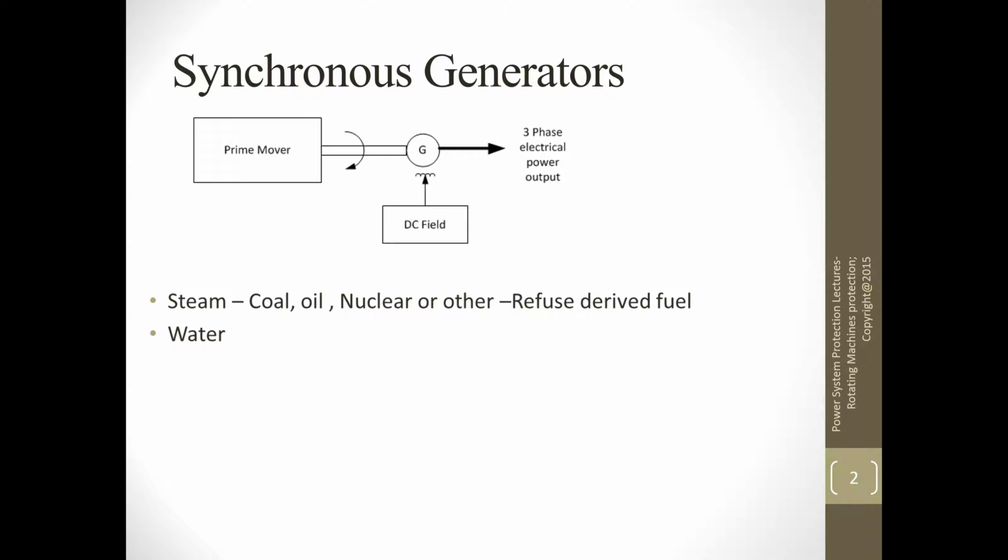If steam is used for the prime mover, then these are steam generators, and they can be as large as 1200 megawatts, 1200 MVA, and the steam is generated by coal or oil or nuclear as the fuel. We also have refuse derived fuel for a little lower MVA rated generators. Water is also used to get the rotational energy. These are hydro generators. They can be as large as 800 MVA.